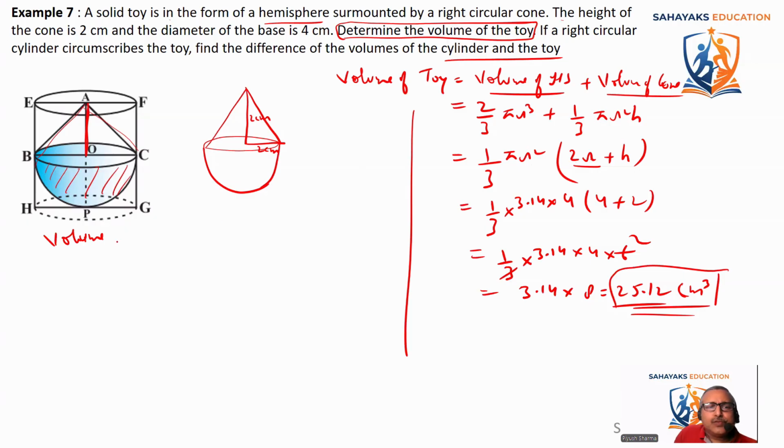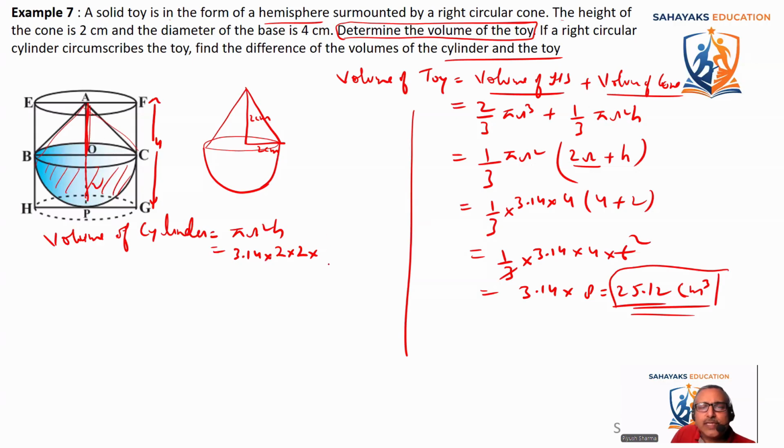So volume of cylinder is equal to pi r square h. So we can take it as 3.14 into r square. R is 2, into height. Height is not 2 here. Height for this is 4 centimeter. We have to remember this. Earlier it was 2 and 2. So height for this is 4 centimeter.